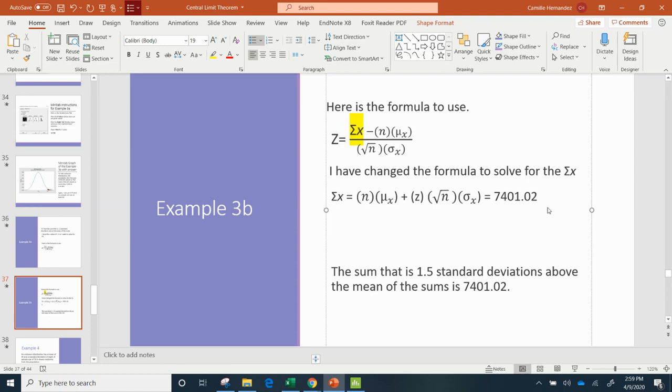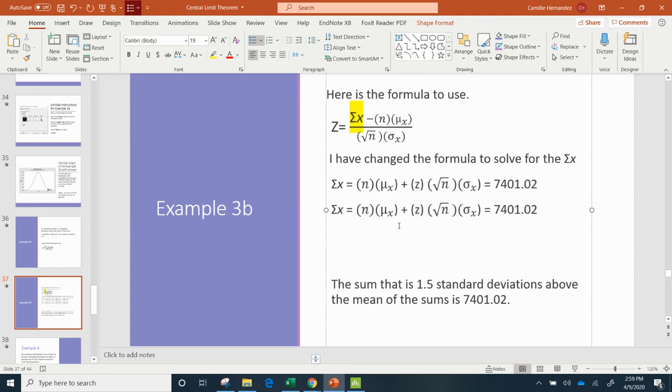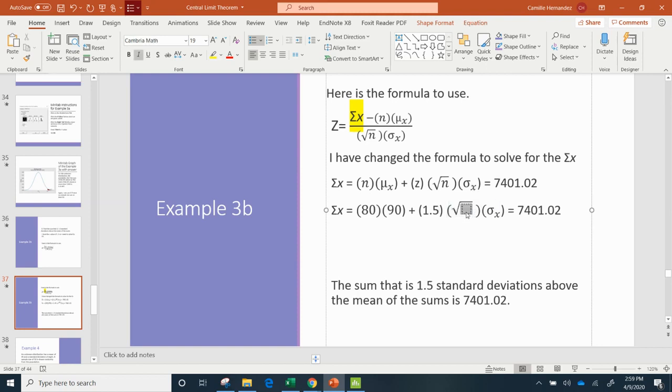Let me put everything in here. I didn't do a very good job of doing that, so let's go back, because I don't like how I did this problem, and I don't think I did a good job of explaining it. So n, remember, was 80. The mean was 90. The z, remember, it wanted 1.5 standard deviations. This square root of n right here is going to be 80. And this right here, remember, was going to be 15.